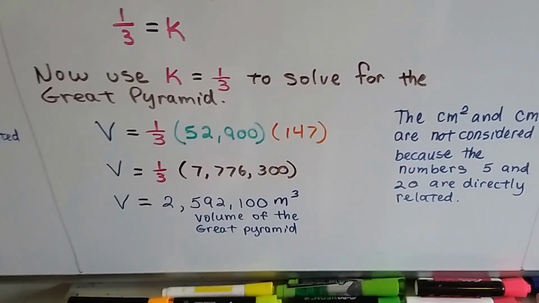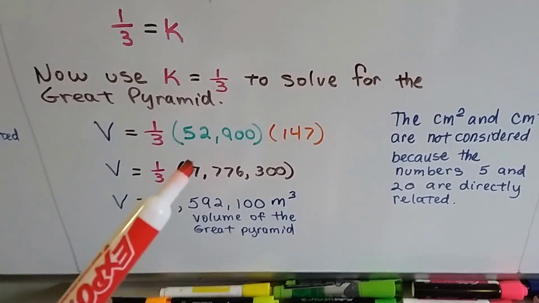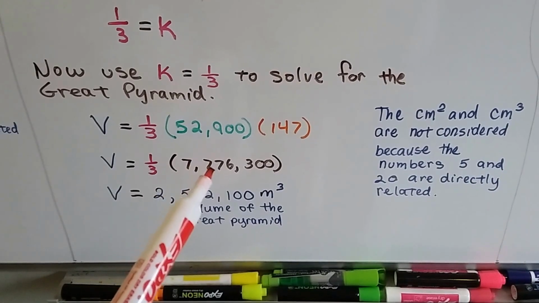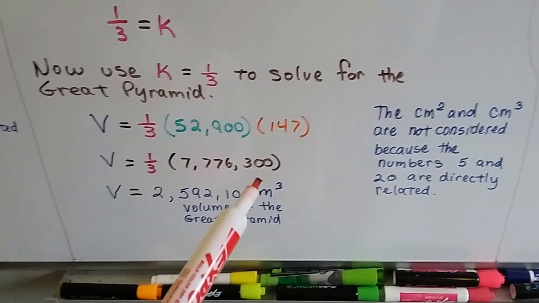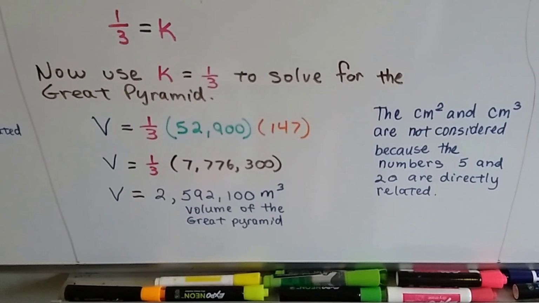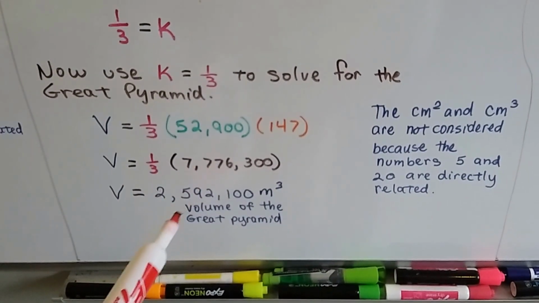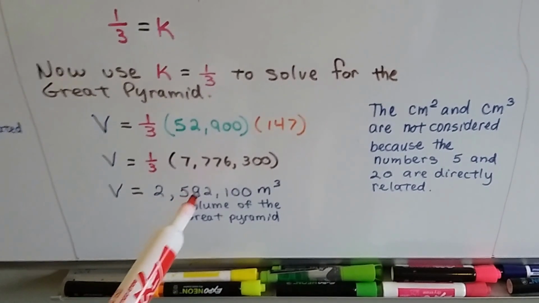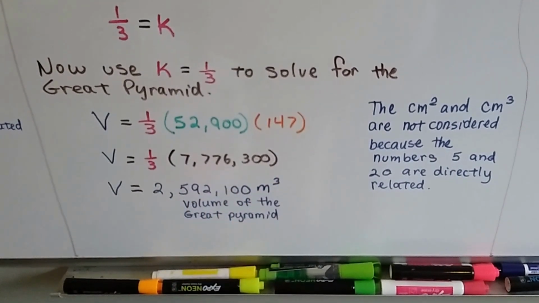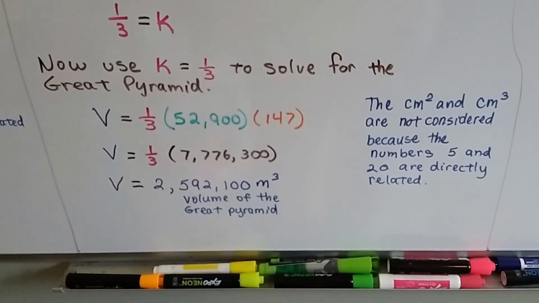You're going to need a calculator, unless, I'll be really proud of you if you do this the old-fashioned way, multiplication on paper. We come up with 7,776,300. We have to multiply that by 1/3, which is the same thing as dividing it by 3, isn't it? I'm going to divide this by 3, and we get 2,592,100, and it's meters cubed. That's the volume of the Great Pyramid in Egypt.